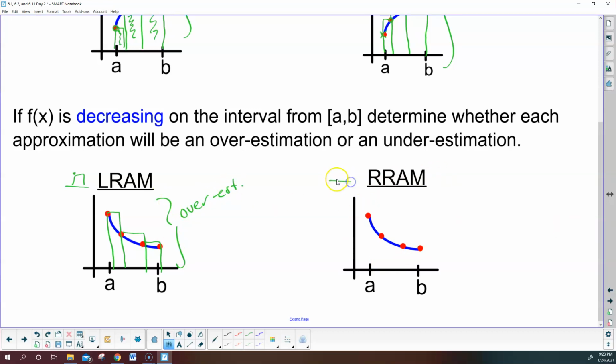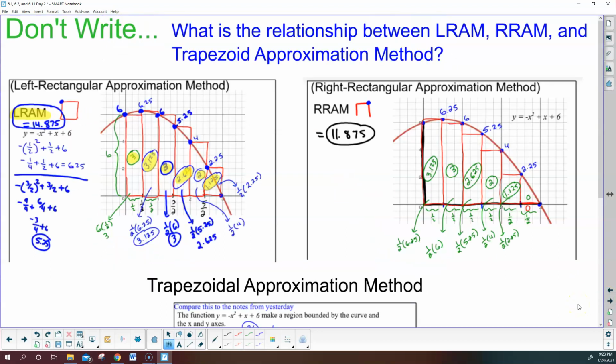And what if I did the right-hand approximation method? In that case, we ignore the first one here and we deal with the right-hand side. And you can see here, there's a lot of extra space that wasn't accounted for. So this would be the underestimation. Okay. So if the function is increasing or decreasing, it tells us something about the left and the right RAM.